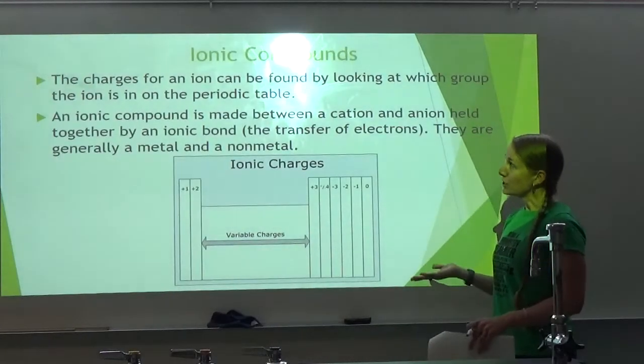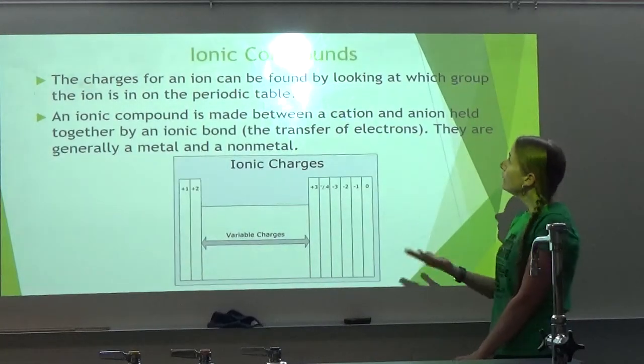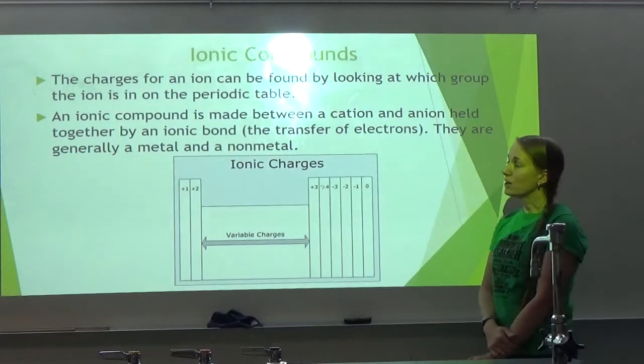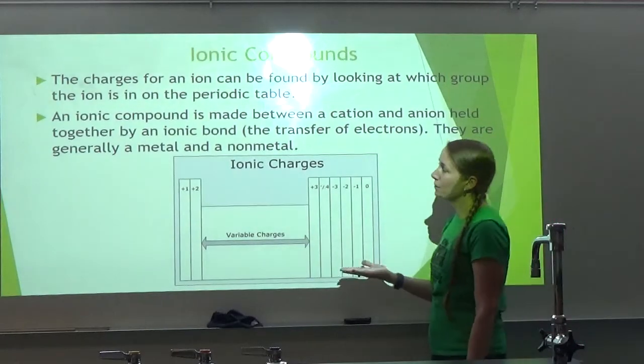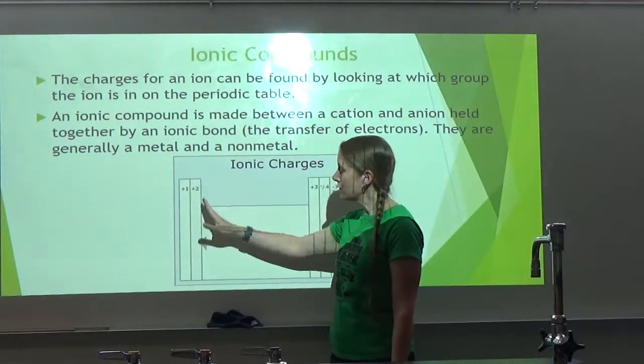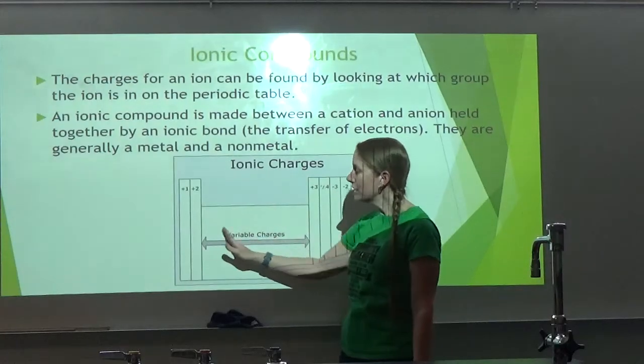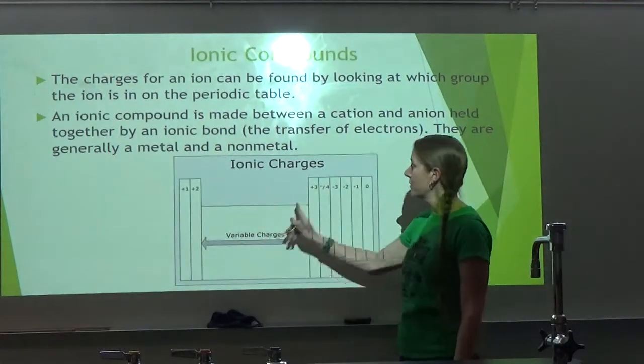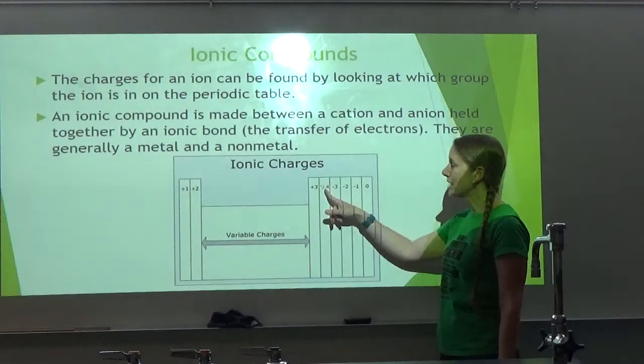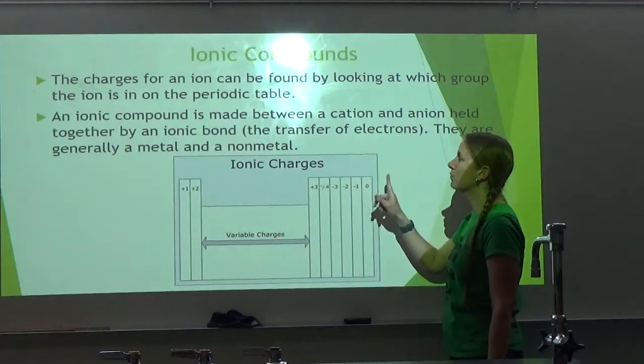Alright, so the charges for an ion can be found by looking at which group the ion is on the periodic table. So this is what I was just talking about. So we have +1, +2. These are various charges, but they're all positive. +3, positive or -4, -3, -2, -1, 0.